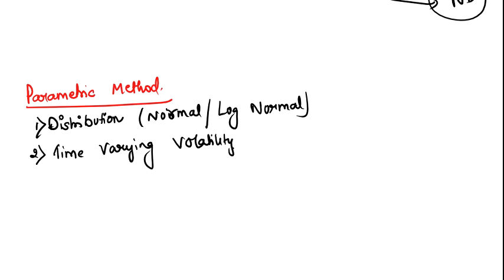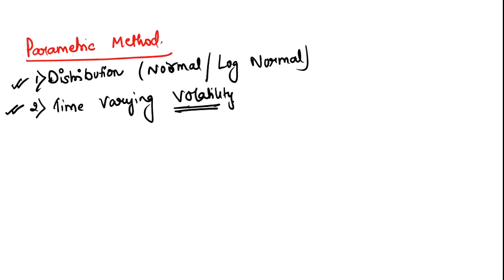So for the parametric method, we are assuming that my data follows a certain distribution. It can be normal or it can be log normal. Second, when I say normal or log normal, I am assuming time varying volatility, the volatility which is changing with time. Clear? This is our parametric method and non-parametric method.